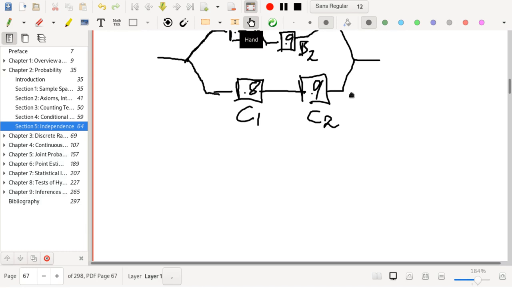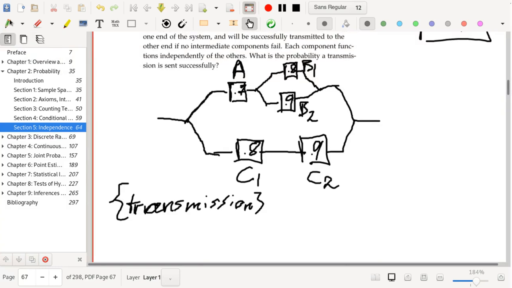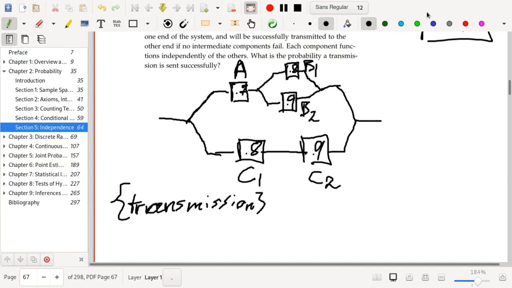So now let's think a little bit more carefully about what transmission means here. Let's start tracking the paths that our signal could possibly take. We could have this blue path where it goes through A and then it goes through B1. Or we could have the green path where it goes through A and then B2. Or we could have the red path where it goes through the lower row through C1 and C2. Okay, so those are basically the possibilities for successful transmission.